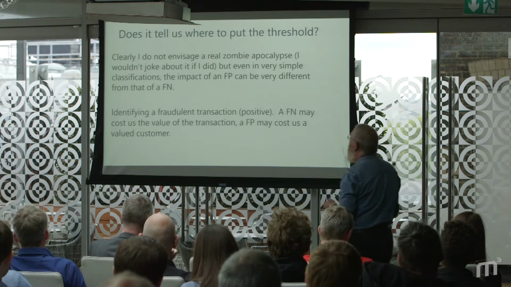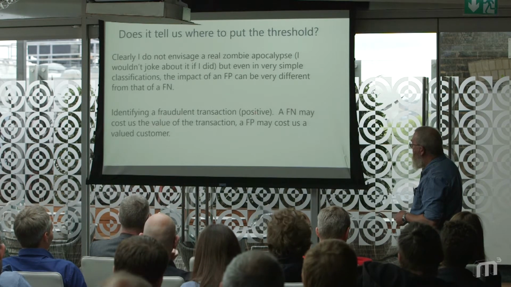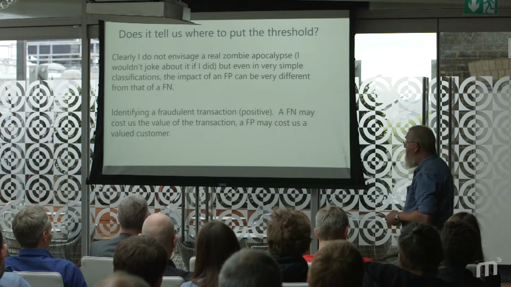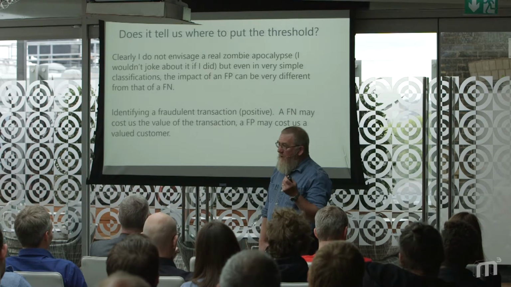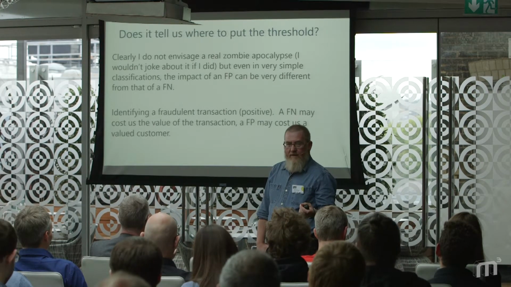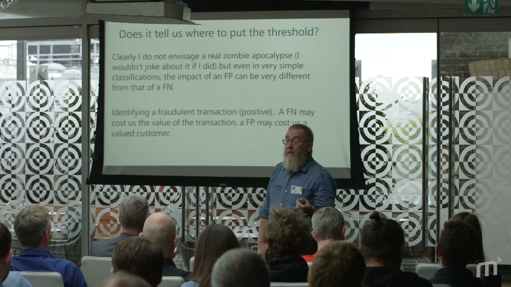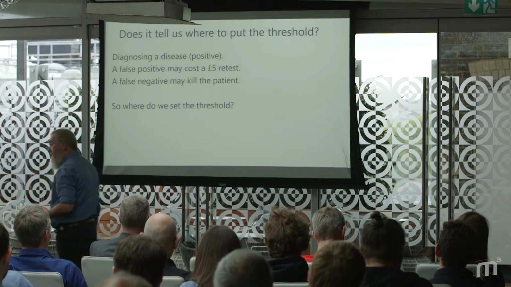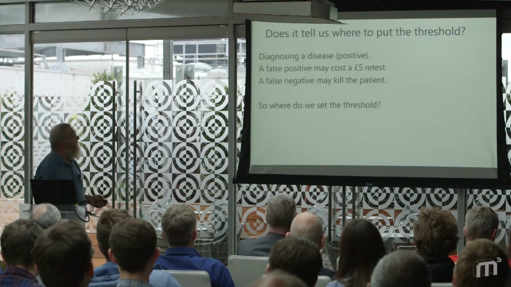And, okay, let's pull back from the zombie apocalypse. If you have fraudulent transactions, a false negative may cost us the value of the transaction. A false positive may really annoy the customer. So you can't just use a ROC curve to say where you're going to put the flag in the ground. You can't do it. But they are still really useful. So where do you set the threshold? I don't actually have an answer for that.